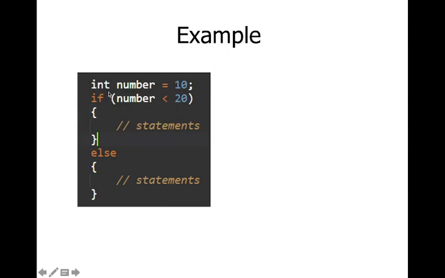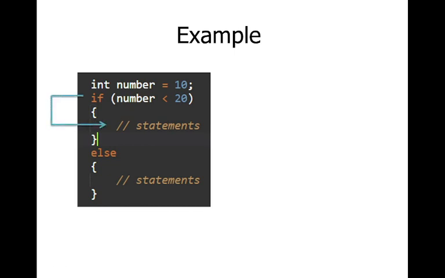So this is an example. We have already seen the same example. Here we are declaring number and initializing it to 10. Now we are checking whether number is less than 20. So 10 is less than 20, this is true. So what happens? It will go to this statement. Whatever is inside these braces, all those statements will be executed. After that, it will go out. This else part won't be executed because the condition is true. So it will skip all these statements and go here.